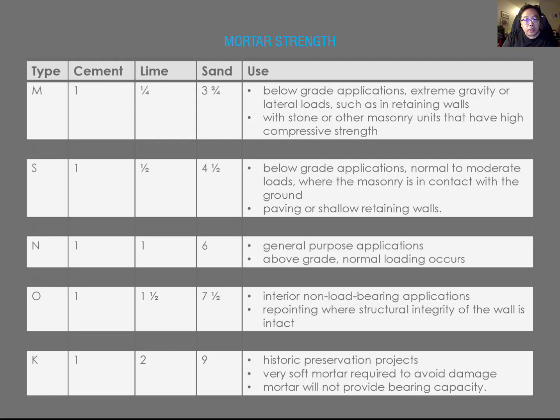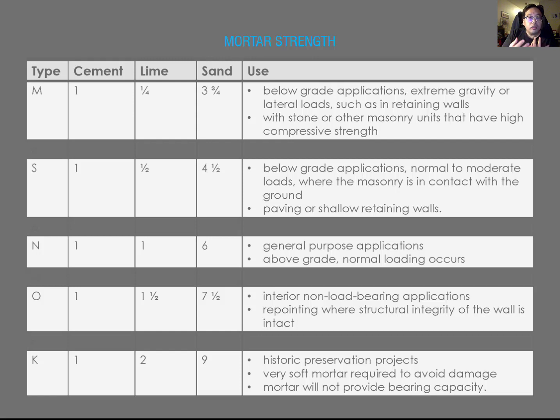Type M is the highest mortar compressive strength. So if your brick has to support heavy weight and sustain extreme gravity and lateral loads, such as a retaining wall, you have to use the M mortar type. Okay, but you can see the S here. S is the most common, most typical type of mortar for our industry.